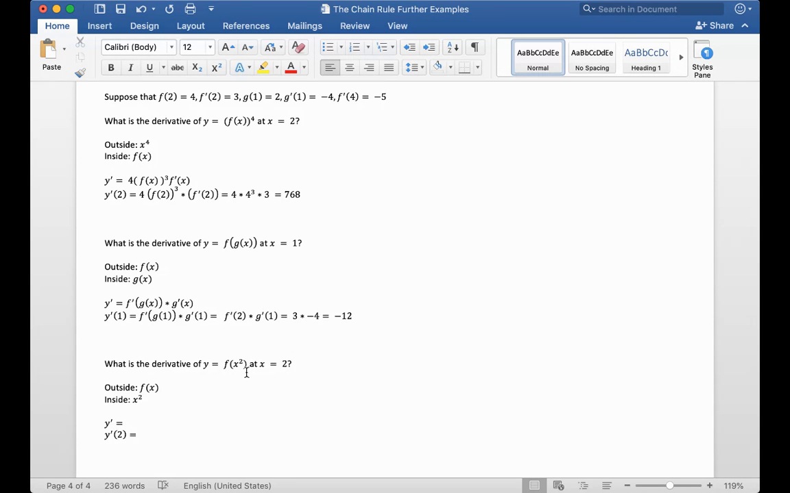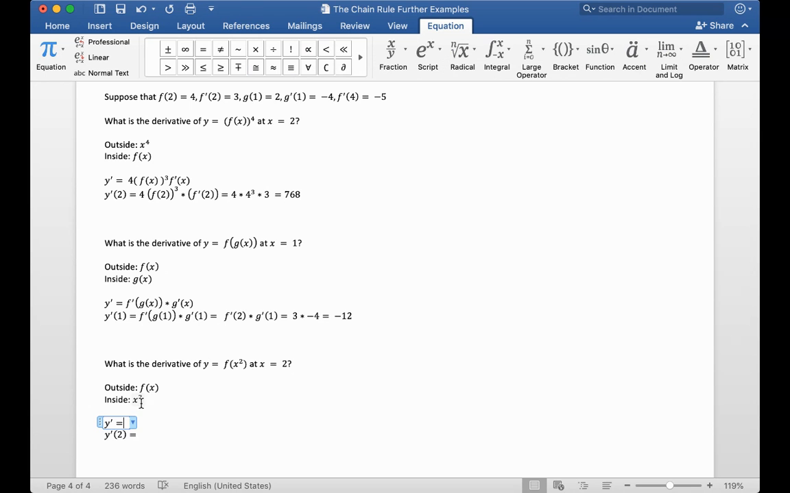Finally, we have another somewhat interesting example. Y equals f of x squared. We want to know the value of the derivative when x equals 2. This is a chain rule situation where x squared is on the inside, f of x is on the outside, and so y prime is going to be the derivative of the outside evaluated or composed with the inside. Inside in this case is x squared. We multiply that by the derivative of the inside, which is 2x.